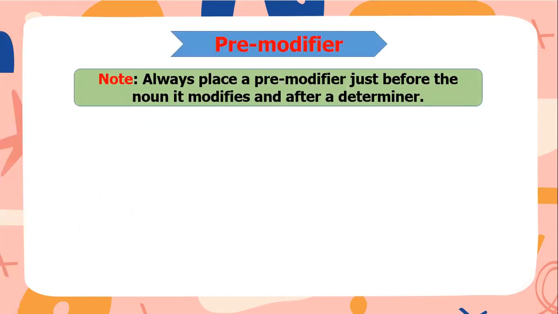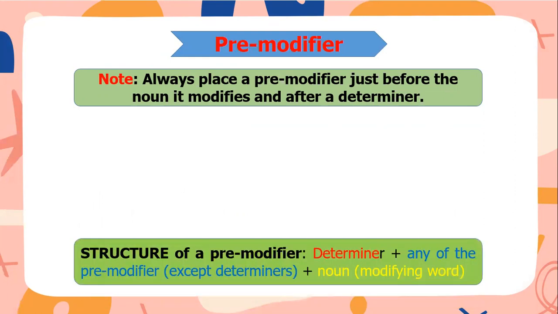Note, always place a pre-modifier just before the noun it modifies and after a determiner. Structure of a pre-modifier: determiner plus any of the pre-modifiers except determiners plus noun or modifying word.